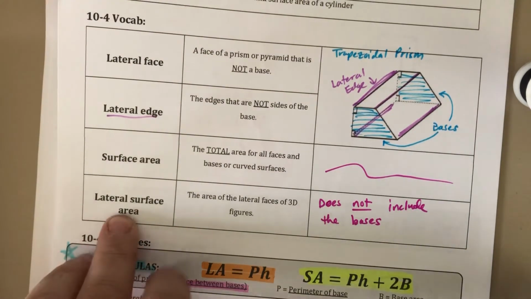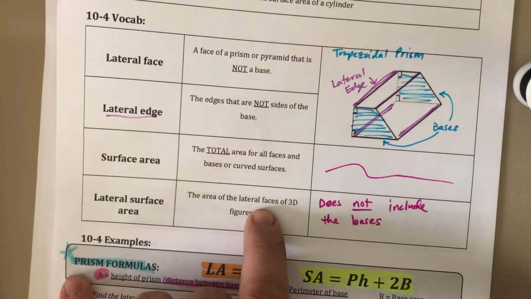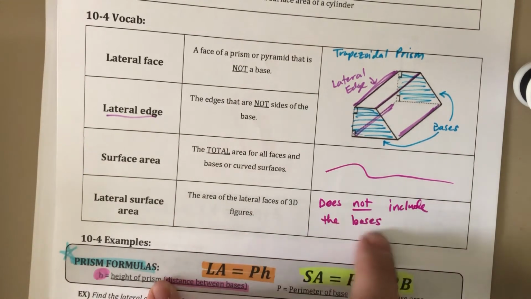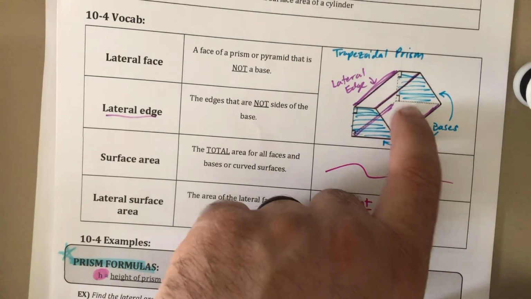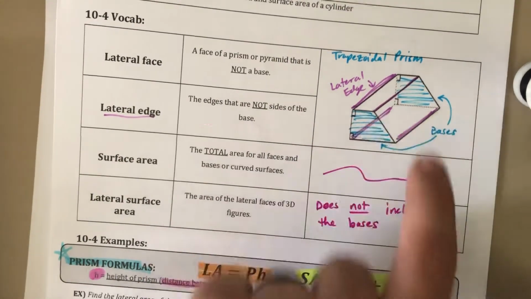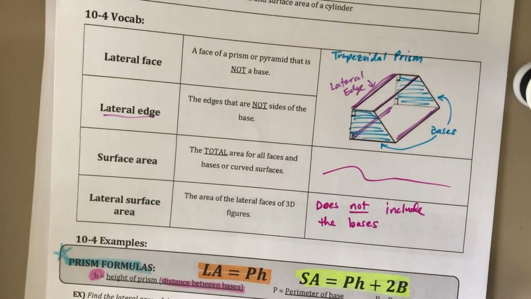The lateral area is the area of the lateral faces, which means you're not including the base, right? So it's the area of everything without the bases. So up here, it's the area of all those rectangles combined, but not including those trapezoid bases.